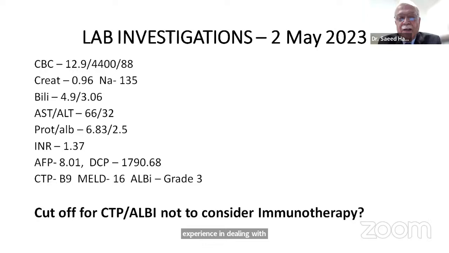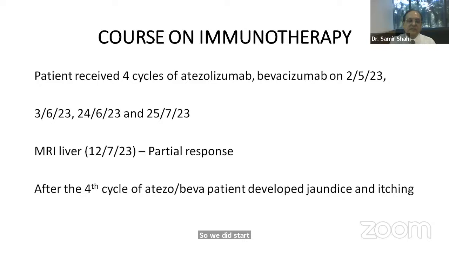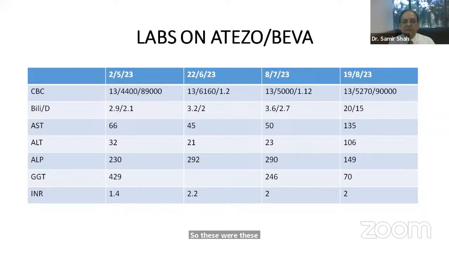So we did start him on Atezo-Bev. He received 4 cycles from May of 2023 onwards to June and July. The MRI liver did show a partial response. However, after the 4th cycle of Atezo-Bev, he developed jaundice. So these were the serial liver function tests.